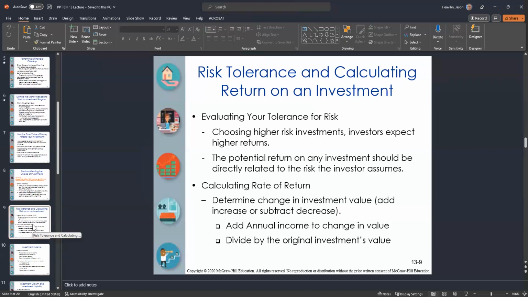Risk tolerance and calculating return on investment. Your risk tolerance. Earlier, I mentioned something about being able to wait a couple of years if the markets are down in order to enjoy the big upswings later. That takes patience. That translates to the term risk tolerance. You need to have a certain amount of risk tolerance to be able to enjoy the returns that come with it. If you panic, you stress out, that means your risk tolerance is low, and you're bound to make mistakes at the wrong time.